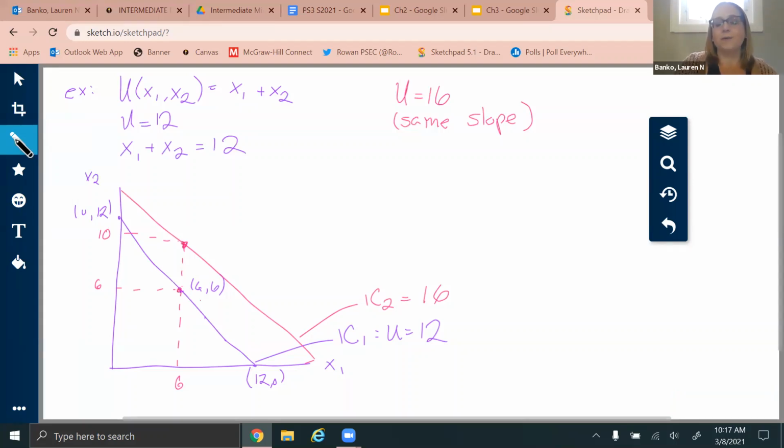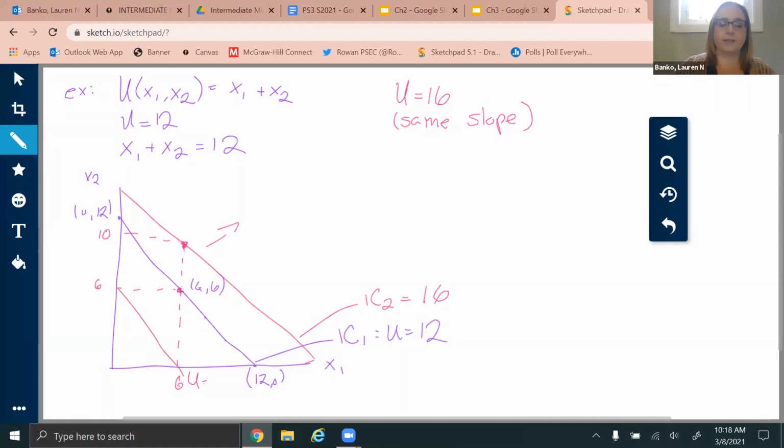Because this point here was 6 and 6, now we have 6 and 10. Having more of this one good is going to make us happier. So we're jumping to a higher indifference curve and we're getting more utility. Every point here gives us 16 units of utility, whereas down here it's only 12. As we go higher, we get more and more utility. So we can get any number up there. Anything lower though, we would get less.